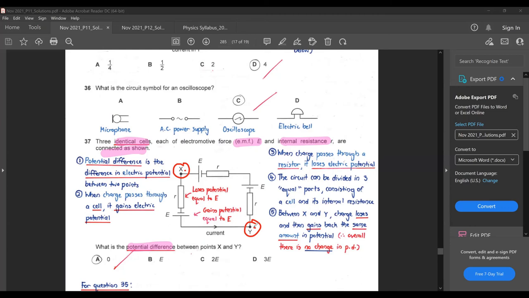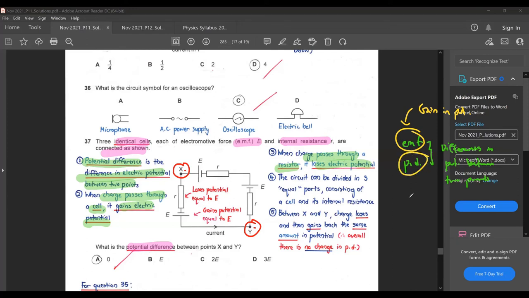One of the things you would have learned is that PD is the difference in potential between two points. When a charge passes through a cell, it tends to gain electrical potential. But when the charge passes through a resistor, it tends to lose electrical potential. This is one of the first things you learn in current electricity. Before this, I mentioned that EMF or PD are really just differences in potential between two points. But for EMF, there's usually a gain in potential because your charge gains electrical energy.